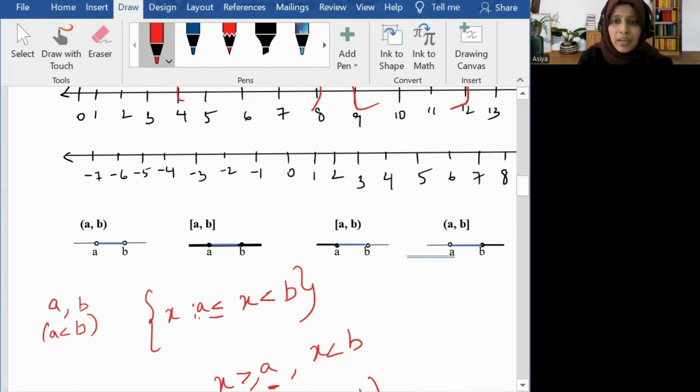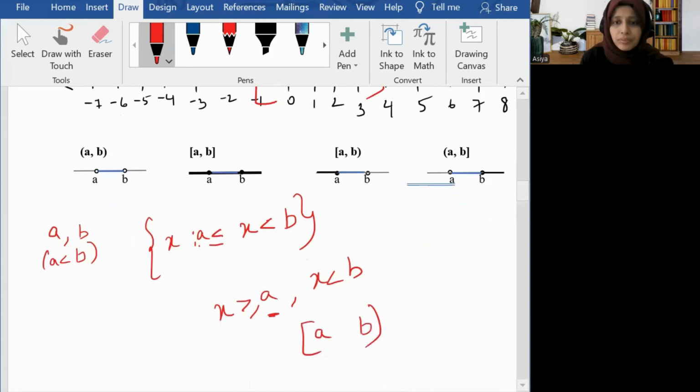Now, let me take two numbers. -1 is a square bracket, 4 is a small bracket. That means what numbers can I take from this? -1, as it is a closed interval. 0, 1, 2, 3. Can I write 4? No, I cannot write 4 as it is an open interval. I hope you understand.